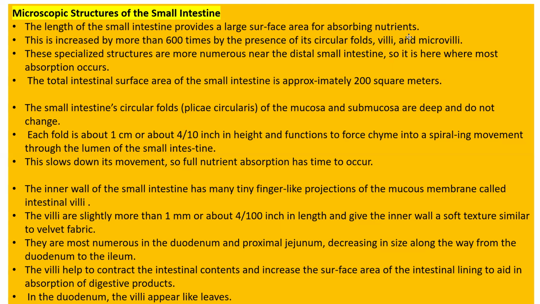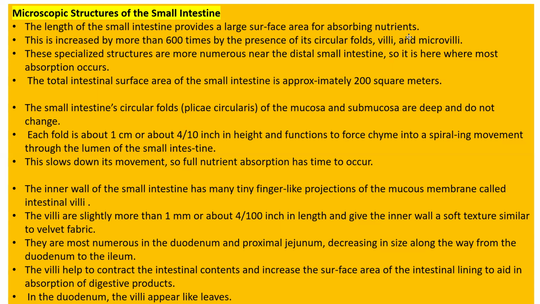So these help in slowing down this movement, so full nutrient absorption has time to occur. The inner wall of the small intestine has many finger-like projections of the mucous membrane, which are called intestinal villi, which are slightly more than 1 millimeter, or about 4/100 inch, in length, and give the inner wall a soft texture similar to velvet fabric.